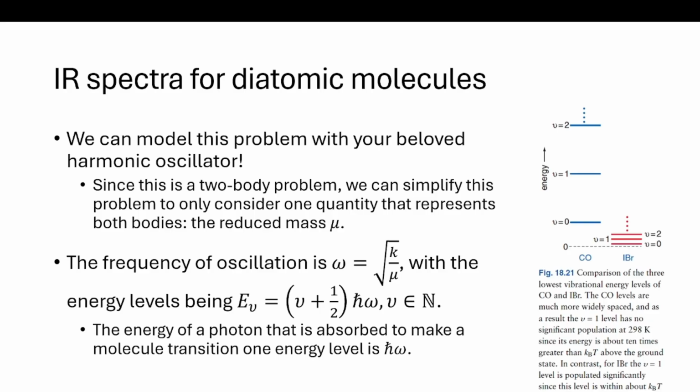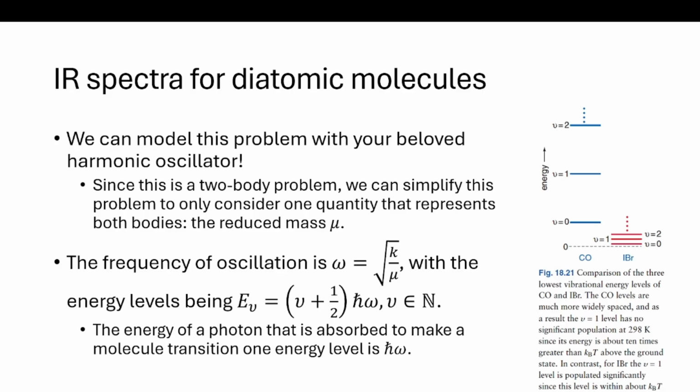All right. And for IR spectra, these are heavily correlated to vibrational energy levels. As you can see, there is a comparison on your right for vibrational energy levels of carbon monoxide and iodine, I think monobromide. I forgot my nomenclature. But we can model this problem with the bonds vibrating with a harmonic oscillator.